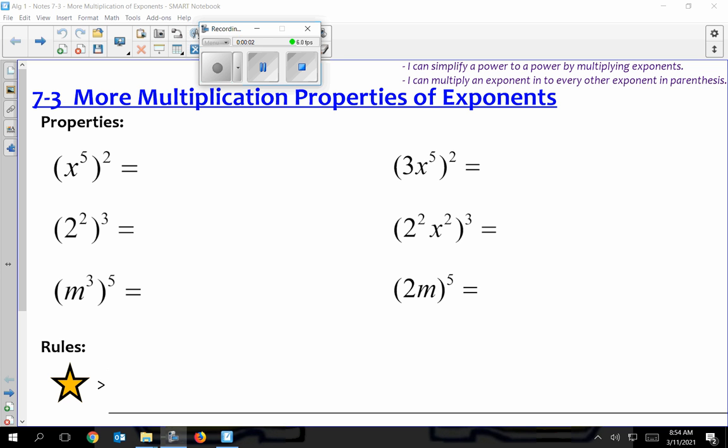Hey everybody, this is chapter 7, section 3. We're dealing with some different rules of multiplying exponents. This is pretty quick, but it's a really important one because this is a concept you would use in a lot of other math classes.